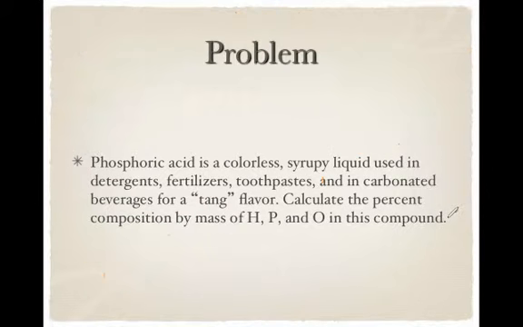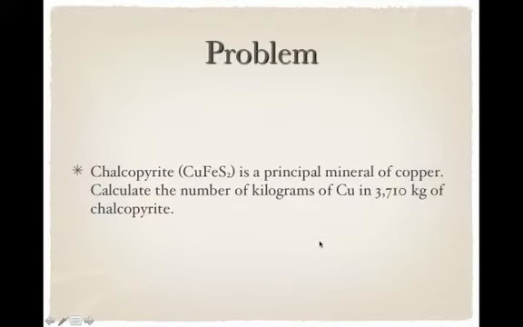Let's see the next one, if it's a different type of problem or not. It is a little different because we can use these percentages now to do some calculations. It says chalcopyrite, it gives a formula, is a principal mineral of copper. We want to know the number of kilograms of copper in 3,710 kilograms of chalcopyrite.